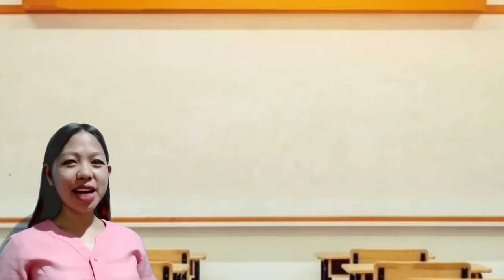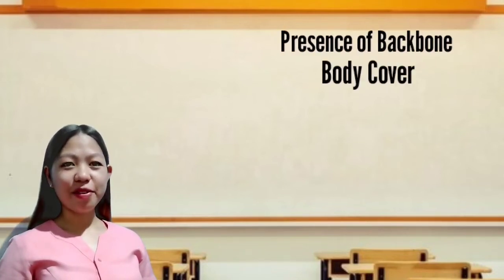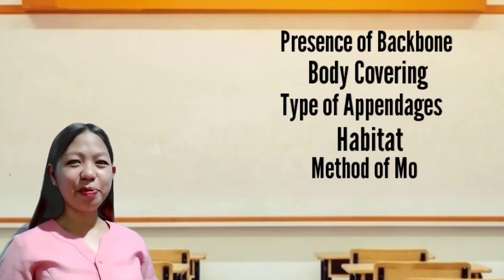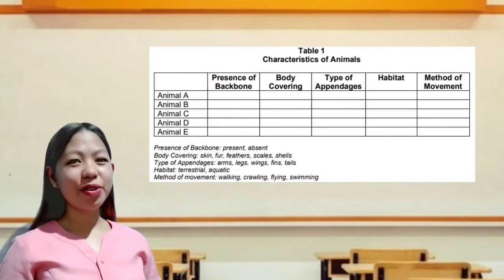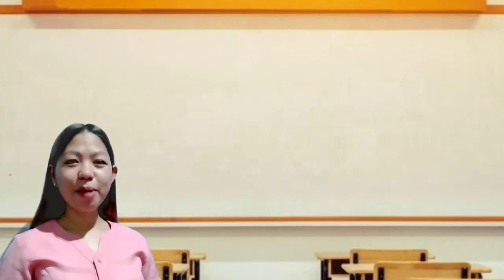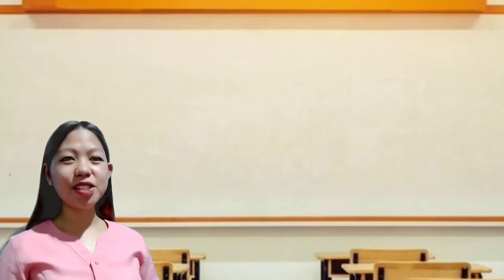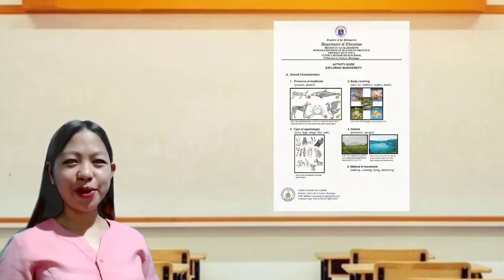You will describe each animal in terms of presence of backbone, body covering, type of appendages, habitat, and method of movement. This will be written in Table 1 provided in your activity sheet. To help you easily identify the different characteristics exhibited by each species, you may refer to the activity guide provided for you.